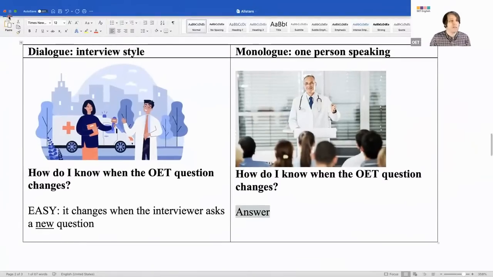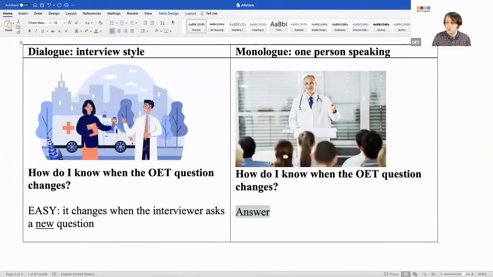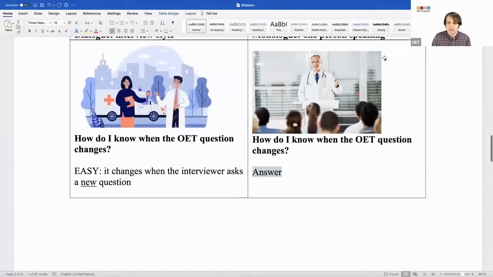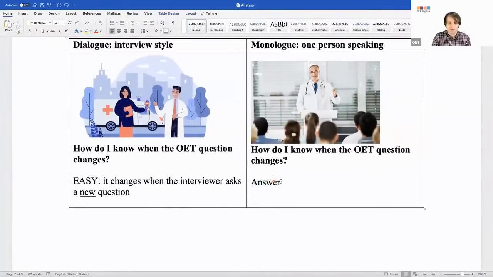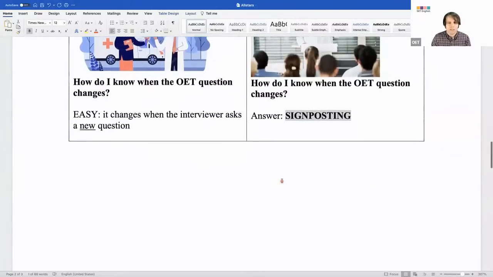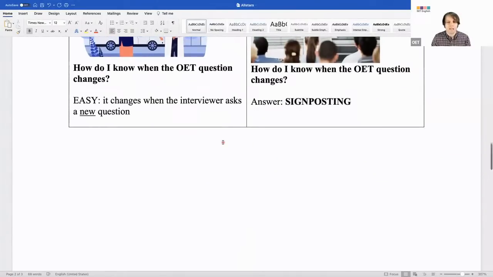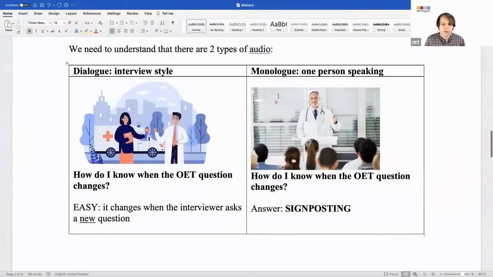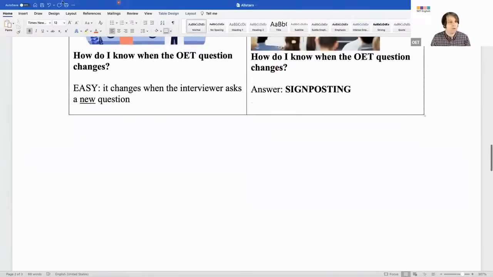Type into the chat box if you think you know what I'm going to say now. I'm sure you will. It's not the most difficult thing. What is the answer to this question? The answer is, of course, signposting. Okay. So that's what I want to talk about now, signposting. How do you know when the question changes in a monologue? There will be a signpost.